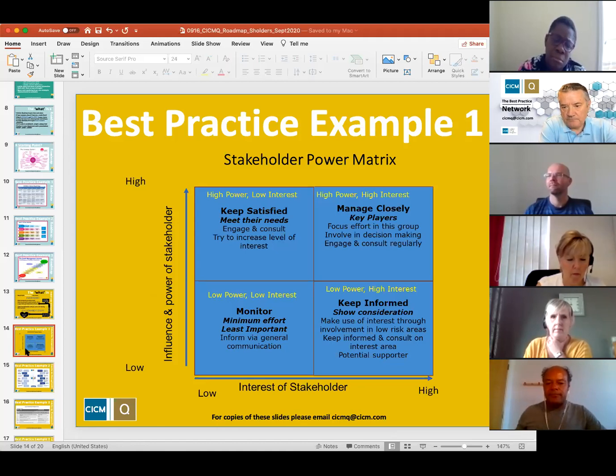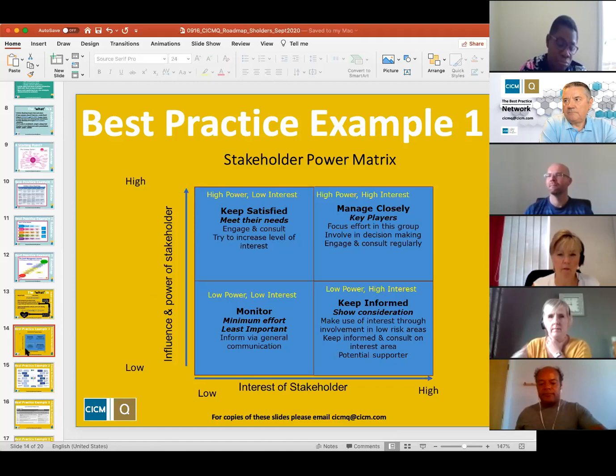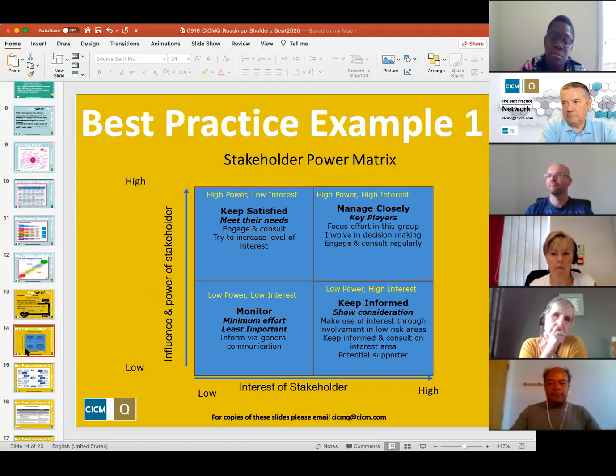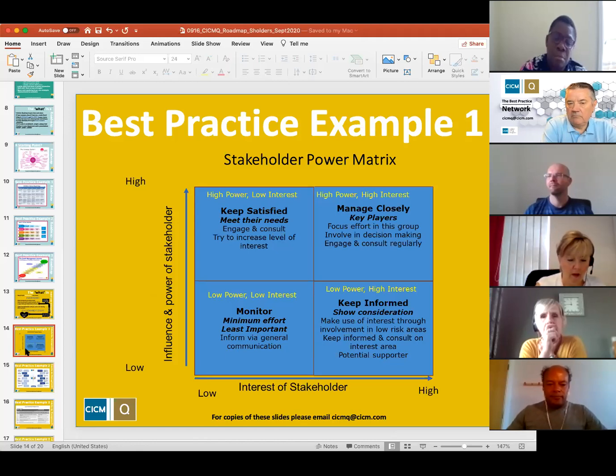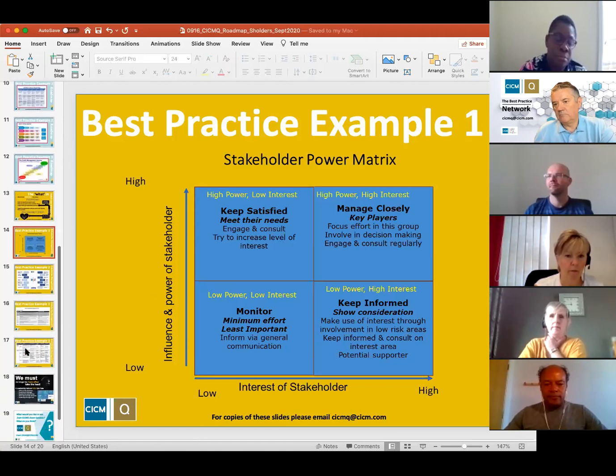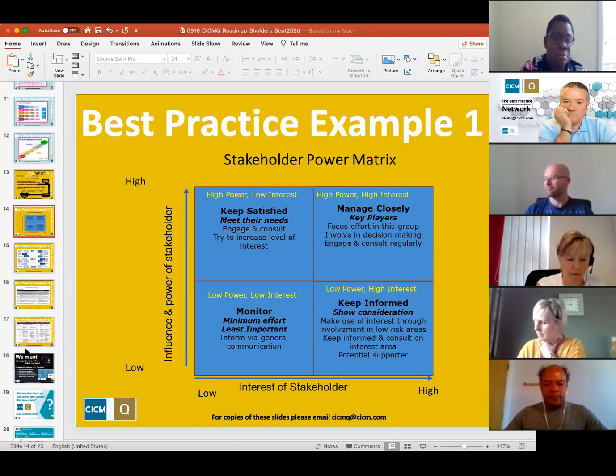So this is a classic, it's called a stakeholder power matrix. You can find it all over the internet. It's something that people use in project management. So we've divided it into 4 quadrants, high power, high interest on the right-hand side. And these are your key players. And your key players could be the salespeople, it could be the sales director, you know, your high senior management as such.